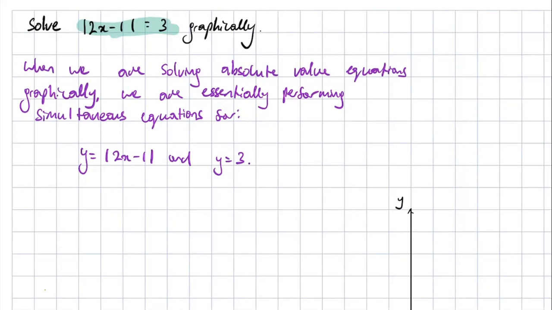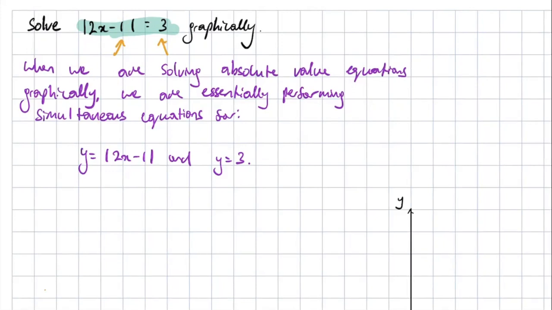So when we're solving absolute value equations graphically, we're essentially performing simultaneous equations, for both the left-hand side and the right-hand side. What we're going to be doing is creating a function out of y equals 2x minus 1, which you can see here, and turning this into an equation called y equals 3, and that's just a horizontal line at y equals 3. And we're just going to find their points of intersection.